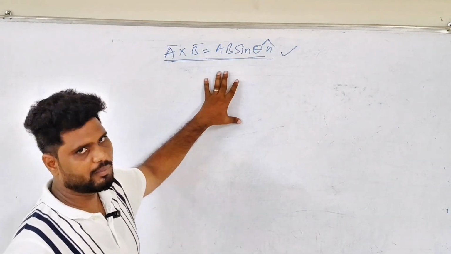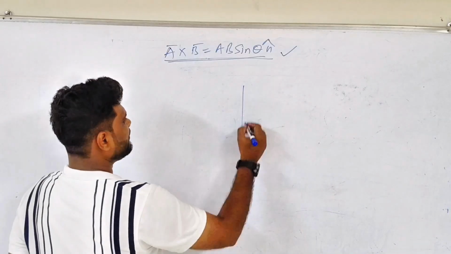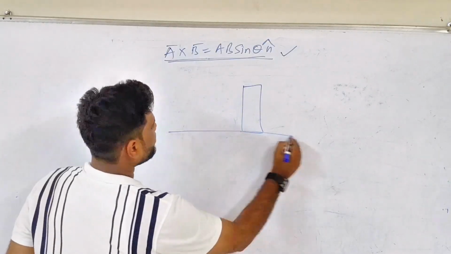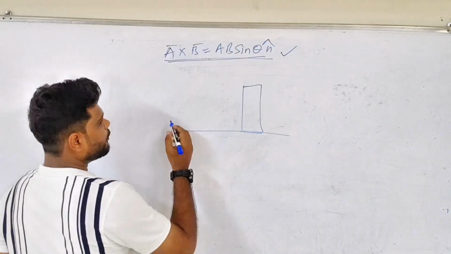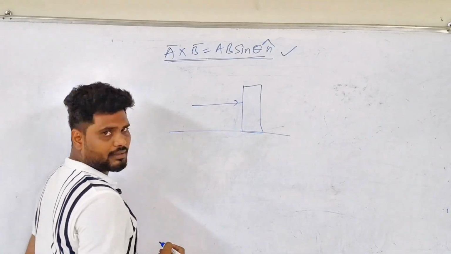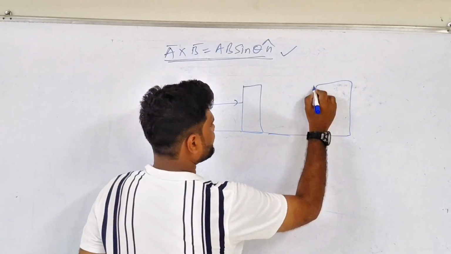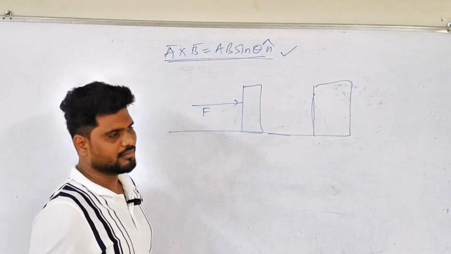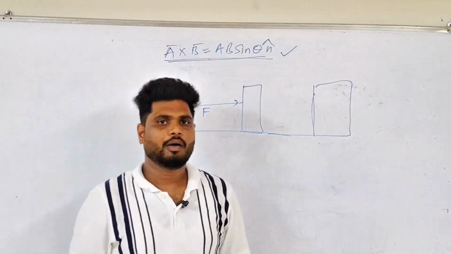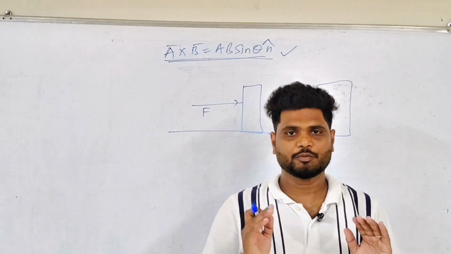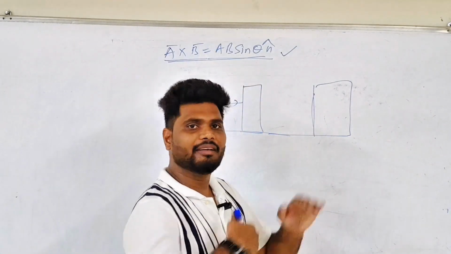Before going to explain this concept, I want to explain one basic example. I have taken a block on the floor, and now I apply a force on it. What will happen? It will move forward with an acceleration. This one we know very well. But when we come to the cross product, here the force acts in a different way. Let me explain the best example for the cross product.